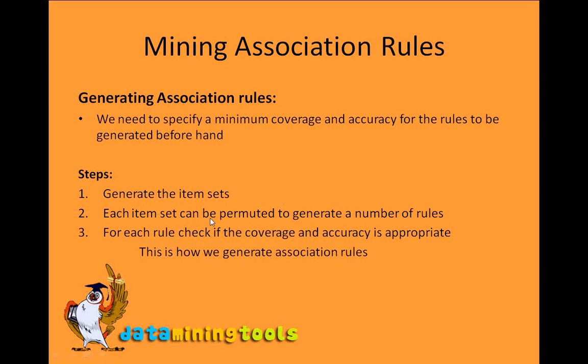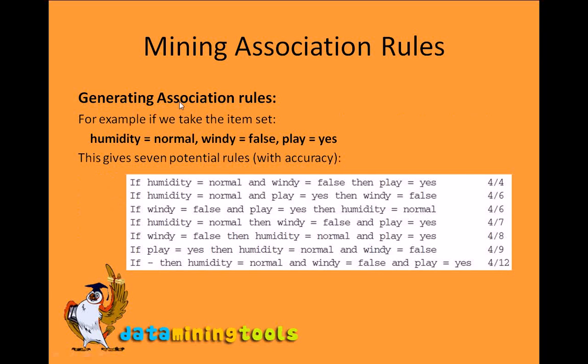Now each item set can be permuted to generate a number of rules. For each rule, check if the coverage and accuracy are appropriate, that is, they are greater than the minimum specified coverage and accuracy. And this is how we generate association rules. Pretty simple. We'll look at an example.